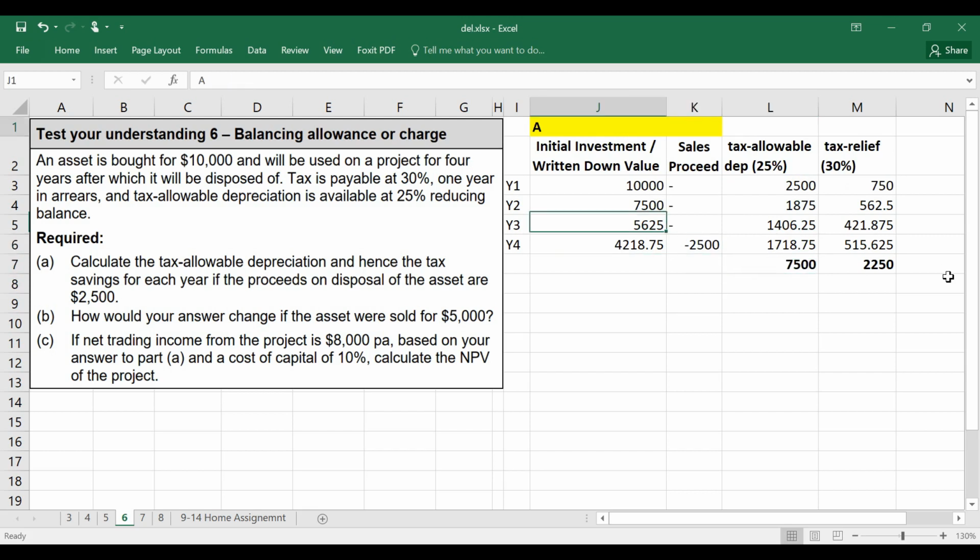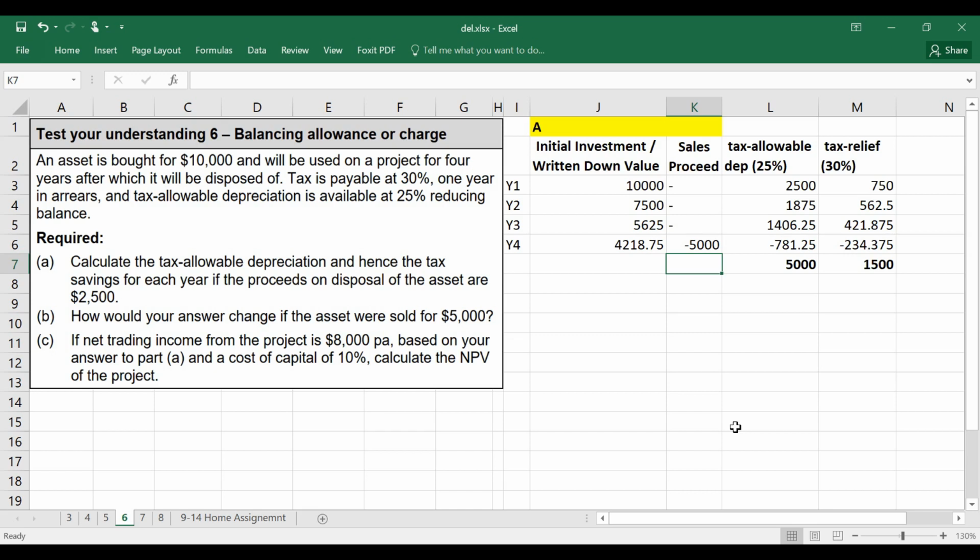Fine. Now I am going to solve example number B. How would your answer change if the asset were sold for $5,000? Okay, so we have to do nothing, we only have to change this sale proceeds amount. So I can copy and paste it below, or I can also amend this amount, and we will have our answer according to part B. Fine.